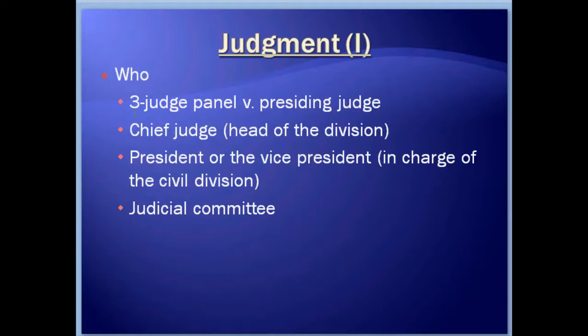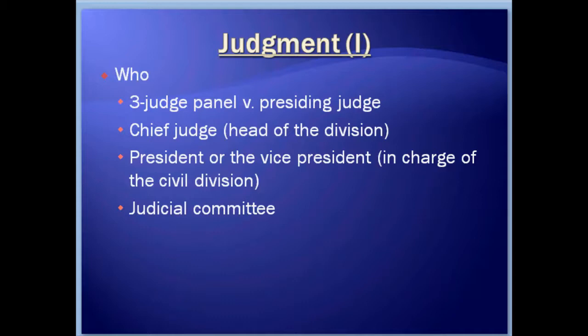So the three judges are going to go to the court trial, hear the case together, and they are going to discuss the case and make the decision together. The chief judge is the head of the division. Like usually if it's a civil case, then it's the head of the civil division. The chief judge is in charge of a lot of administrative activities in the division, but is also in charge of reviewing those cases when he thinks it's necessary.